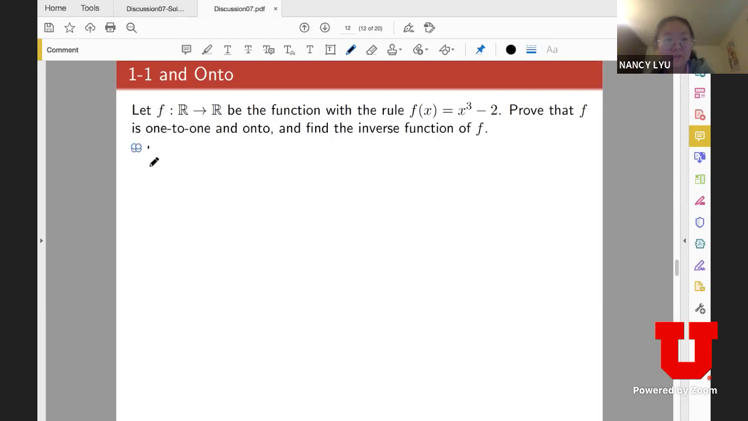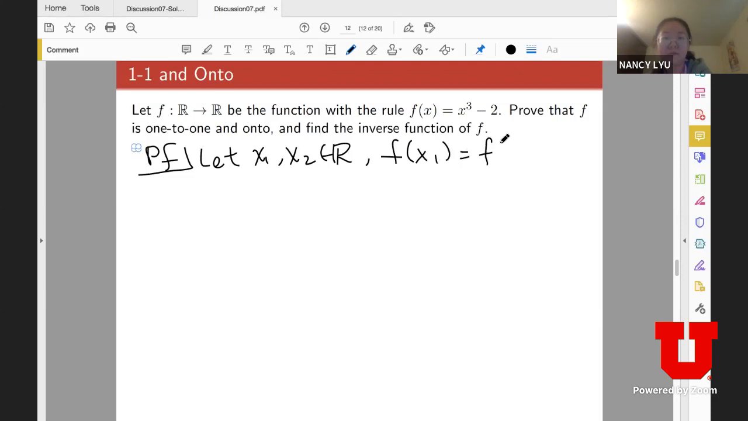So how are we going to prove if a function is one-to-one? Right, you want to let f(x1) equal f(x2), and then you want to show that your x1 is equal to x2. That means your function is one-to-one.